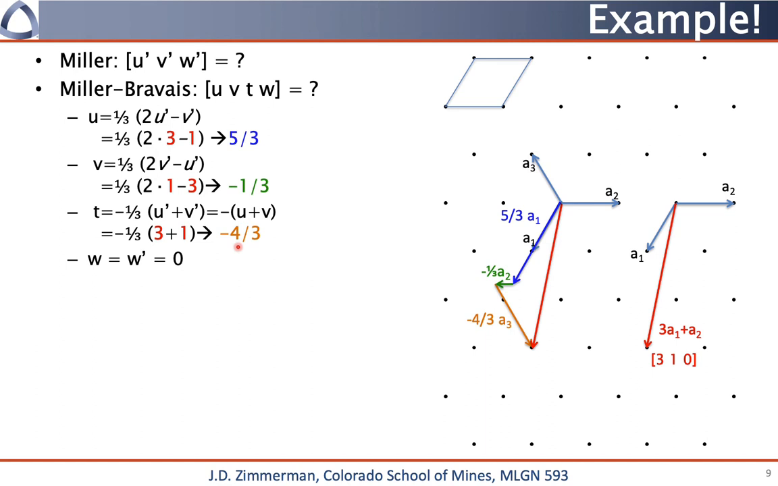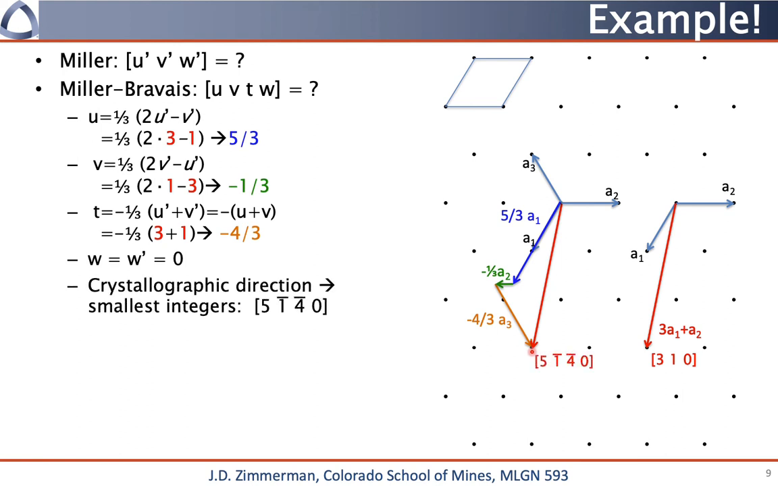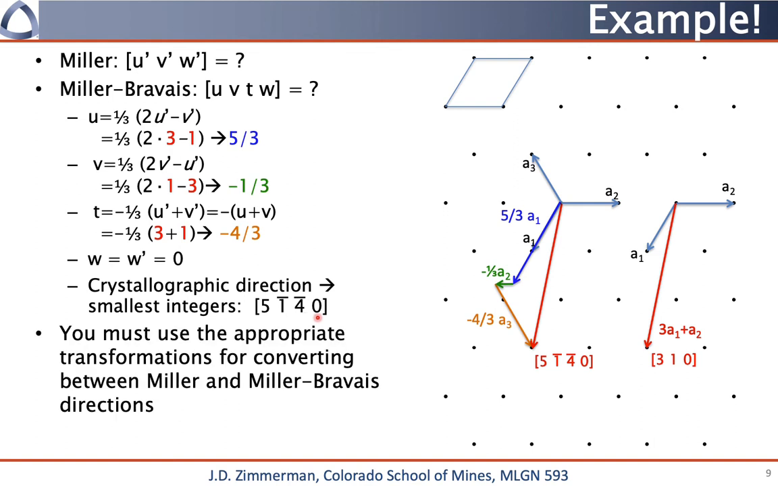If we want to see what this actually looks like, we moved 5/3 in the a1 direction, minus 1/3 in the a2 direction, and then minus 4/3 in the a3 direction. Now, we don't use fractional coordinates in crystallographic directions, so I multiplied these by 3 to find the smallest integers, and you get the 5, 1 bar, 4 bar, 0 direction. The thing you have to remember is that for four-index directions, you have to use the appropriate mathematical transformations for converting between Miller and Miller-Bravais notation.